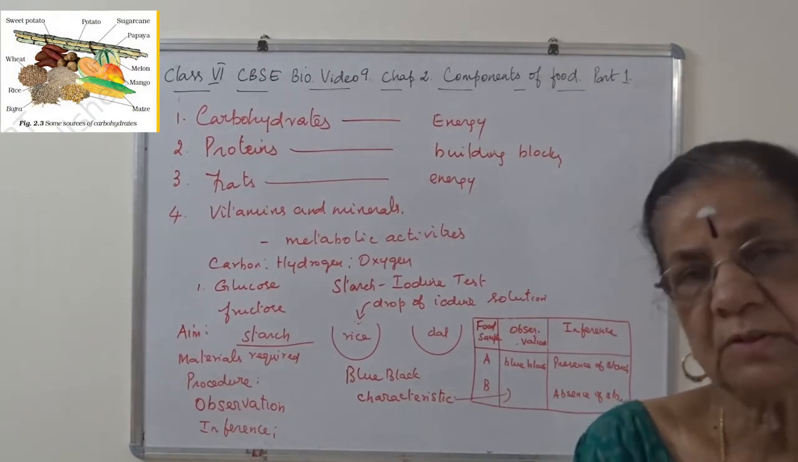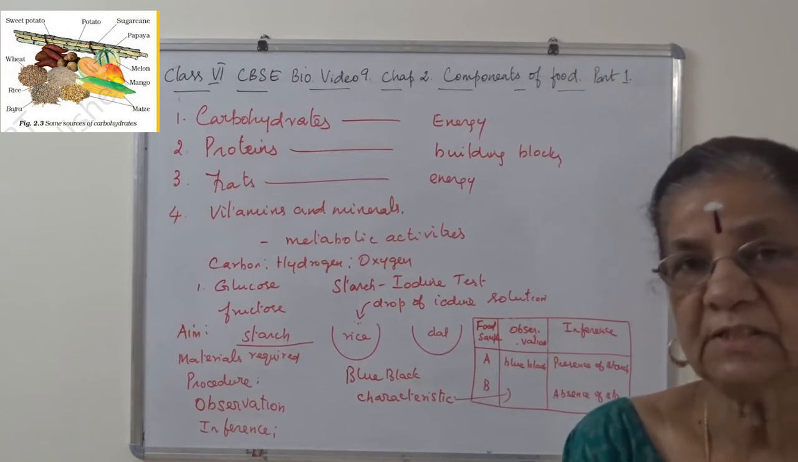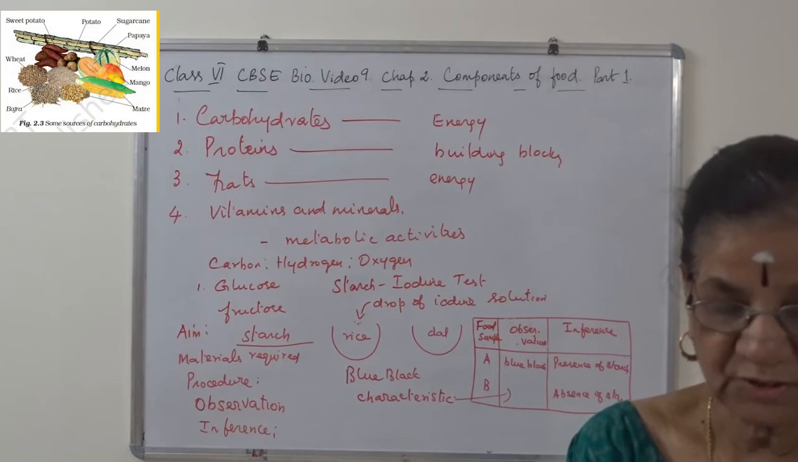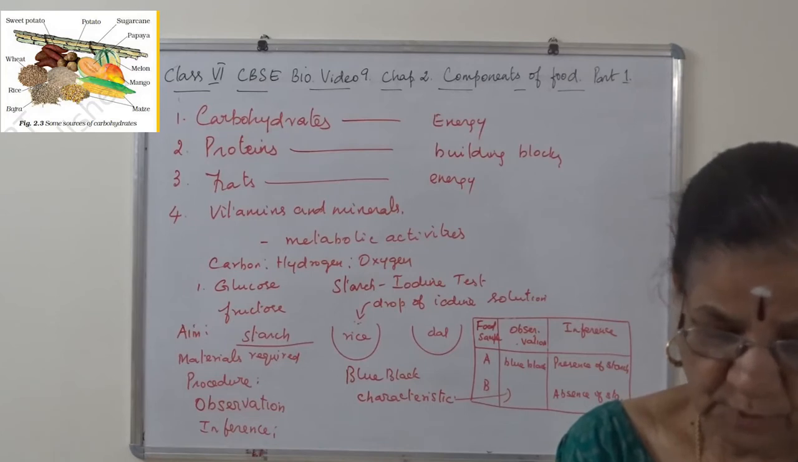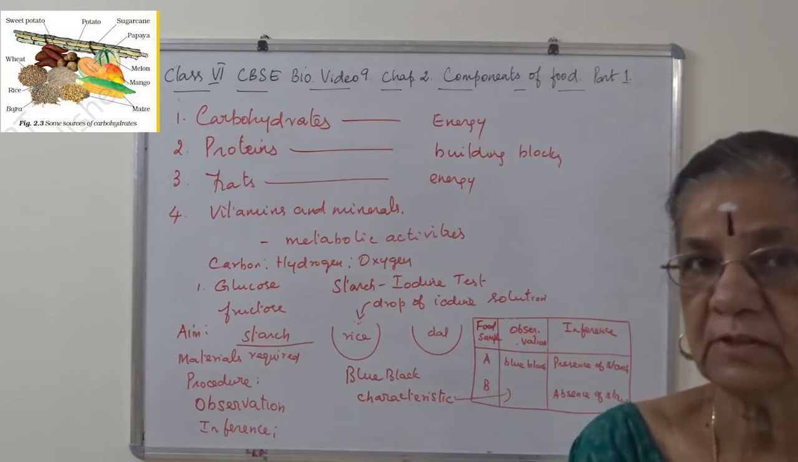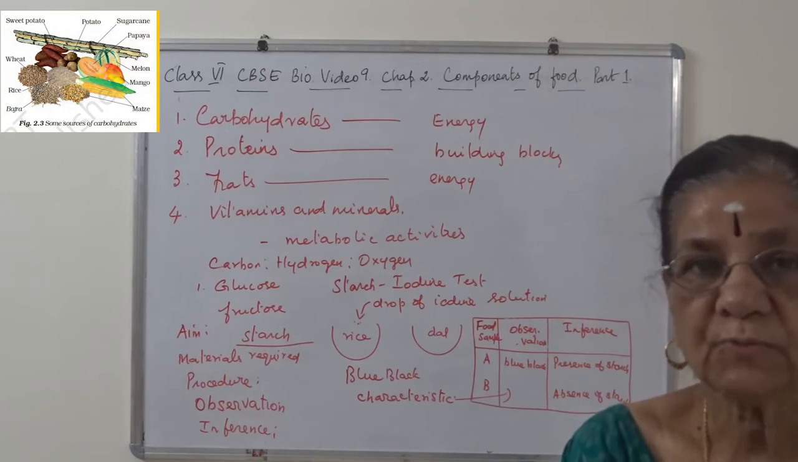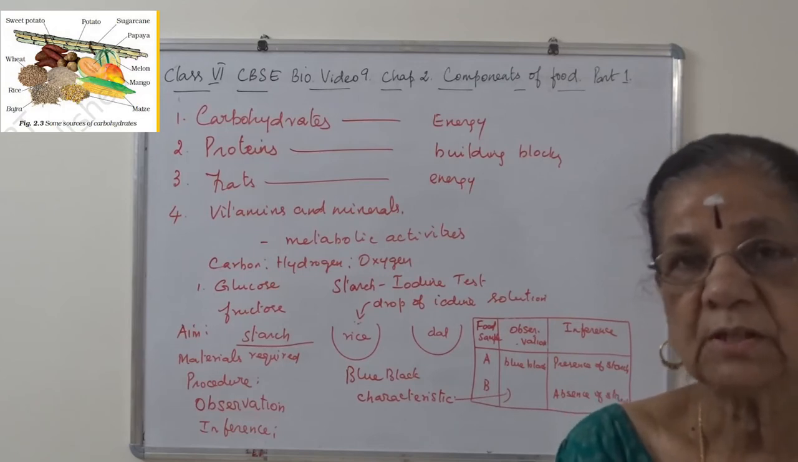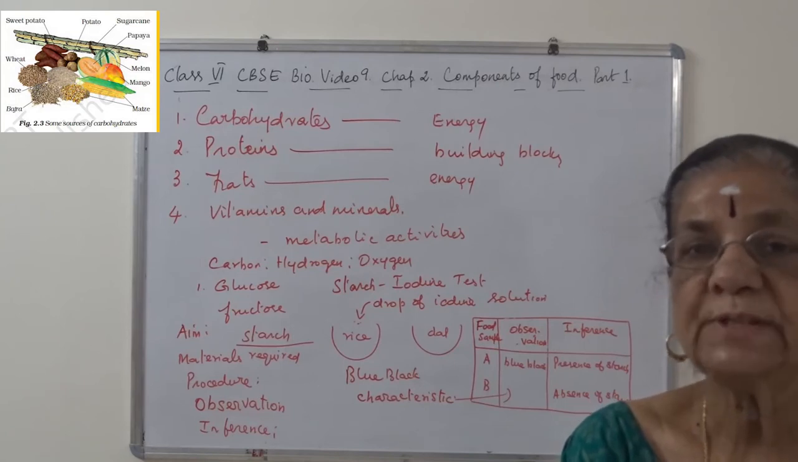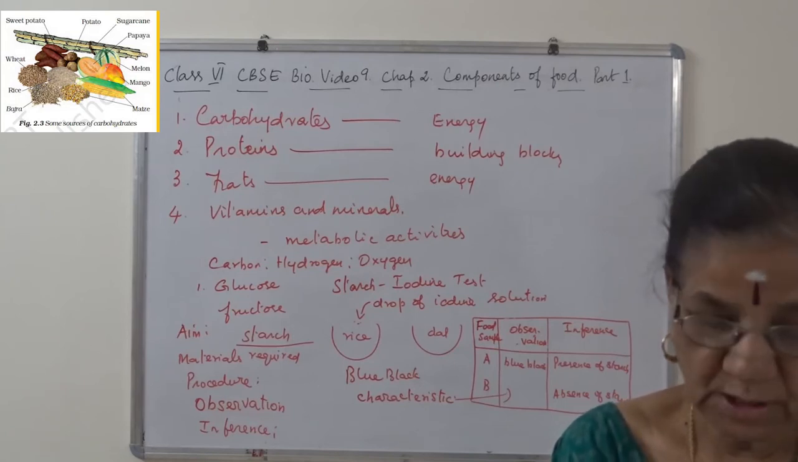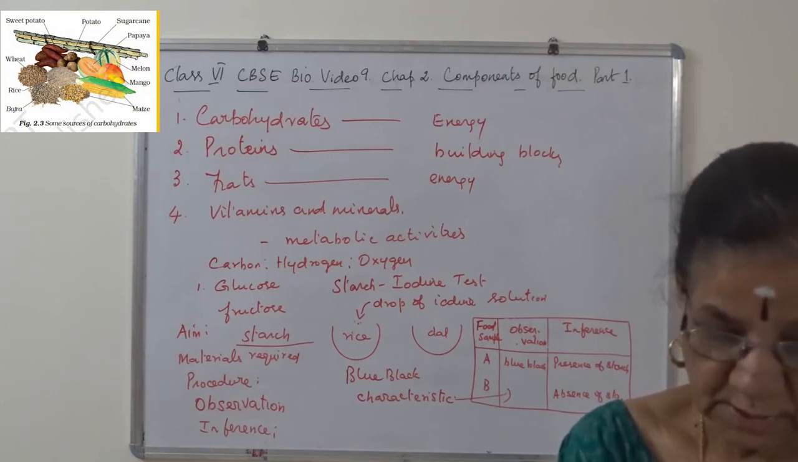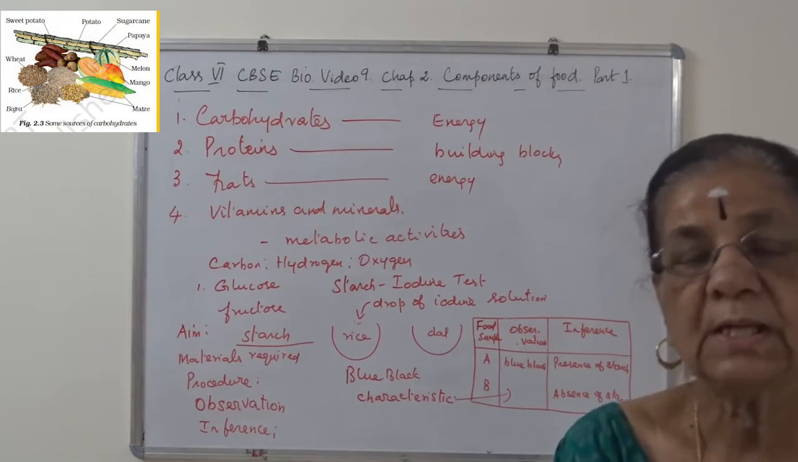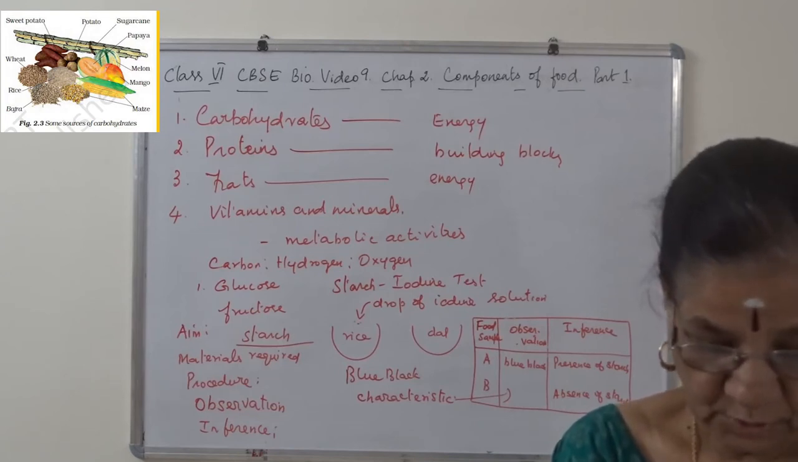Then, do all these foods contain these nutrients? Not at all, not necessary. So we can do some tests to find the presence of these food items, present or not. That is called a food test. The tests for the presence of carbohydrate, protein and fat are simpler to do as compared to tests for other nutrients. I hope you understand.